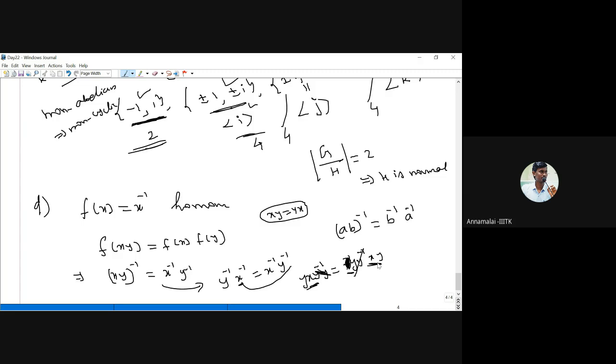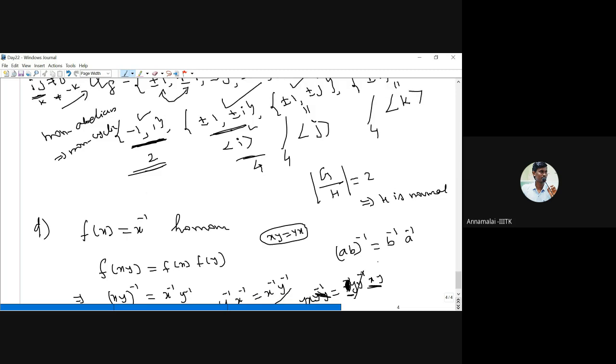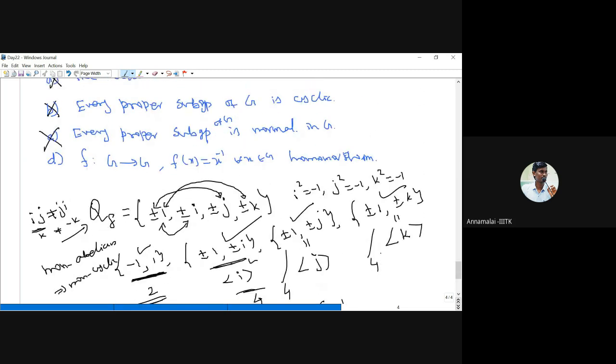If G is abelian, then this function is a homomorphism. If G is not abelian, this map x goes to x inverse is not a homomorphism. So x goes to x inverse is a homomorphism only when the group is an abelian group. Therefore, from this condition, we get that G is an abelian group.